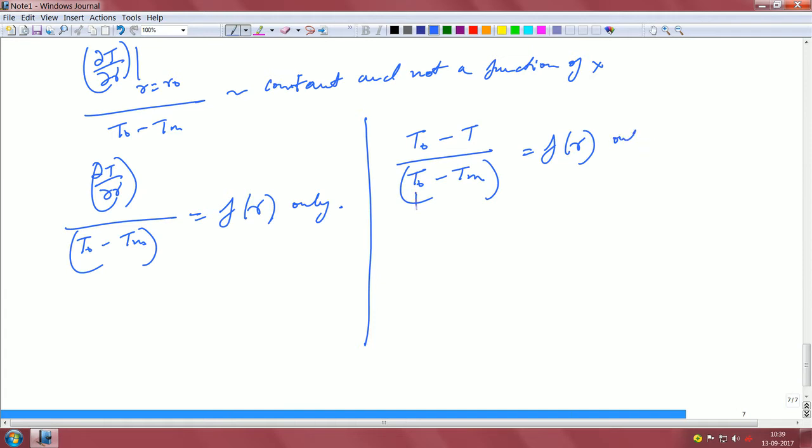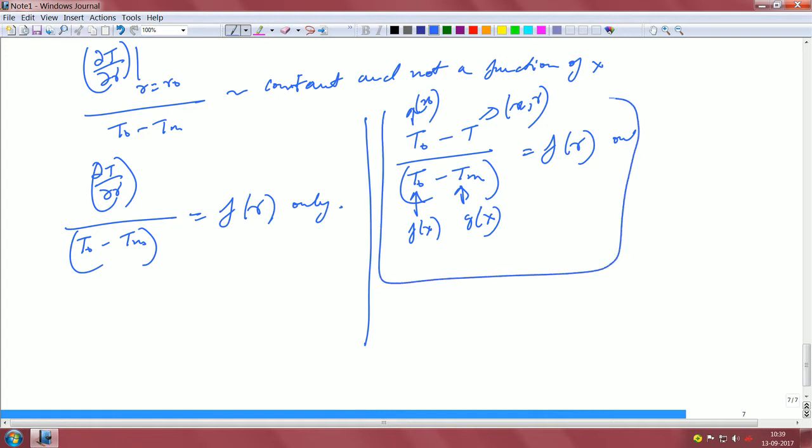However, individually these are functions of x. T is a function of both x comma r. T naught can also be a function of x. But whatever be the nature, together this is only a function of r, got it. So, this will be the definition of temperature in the fully developed regime. In the fully developed regime, this is the definition of temperature that we are going to use.